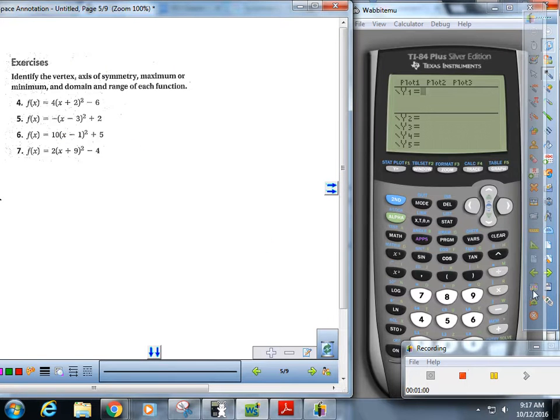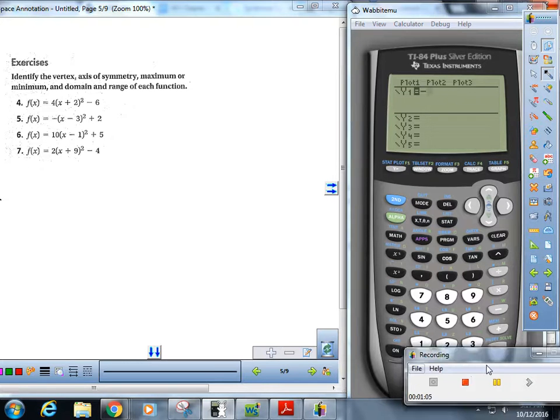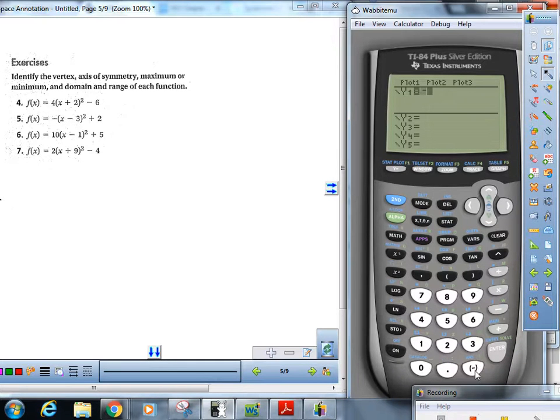So I will plot this. Negative, oops, I already screwed it up. I need to move this thing. Negative is down there. X minus 3, squared, plus 2. Now, hopefully, there are a few people in here that are like, okay, I know what this is going to do. It's going to flip it upside down. It's going to move it right 3 and up 2. That's awesome. The vertex is definitely 3, 2.